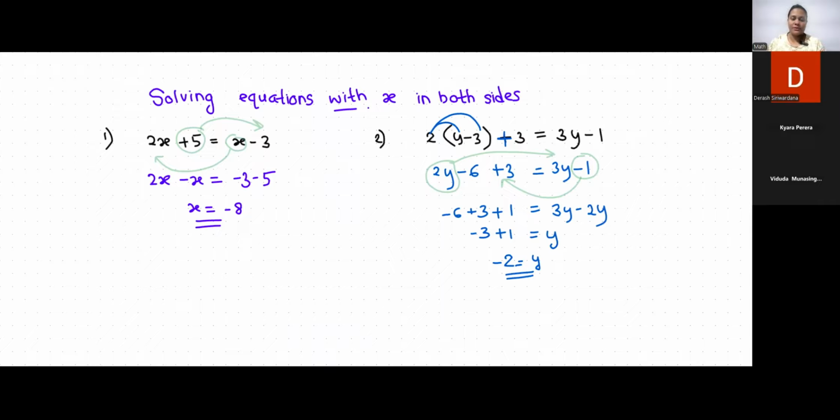Is there any problems here? Any doubts? Is it clear? Yes, miss. Okay, then we can move to questions in the tute. First write these two examples.